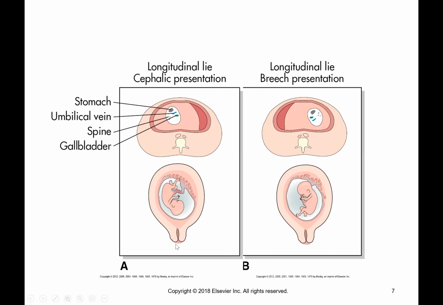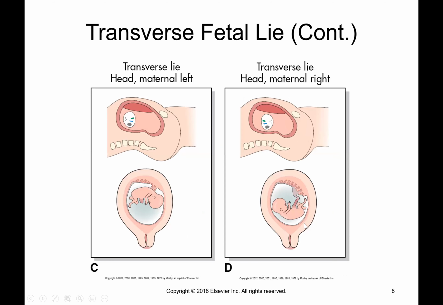So the head is down towards the vagina, towards the cervix. So this would be a vertex baby laying on its right side. This baby is head up, booty's down towards the vagina. So this is going to be a breech presentation. But they're both laying in long axis, if you know what I mean. And this is a transverse position with the head towards the maternal left. And this is a transverse position with the head towards the maternal right.